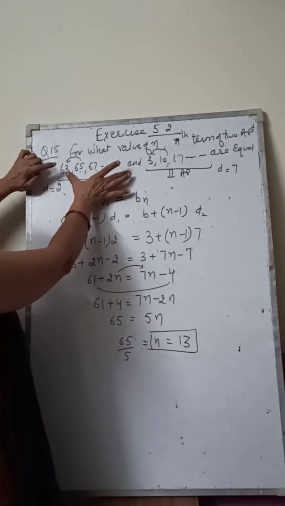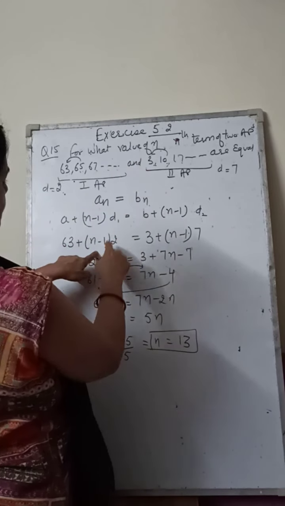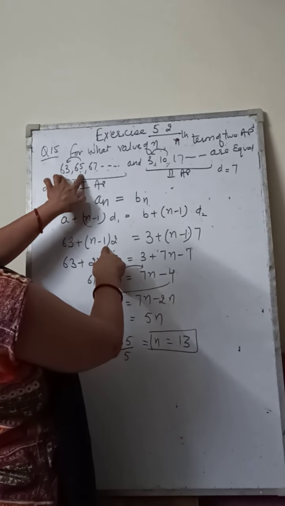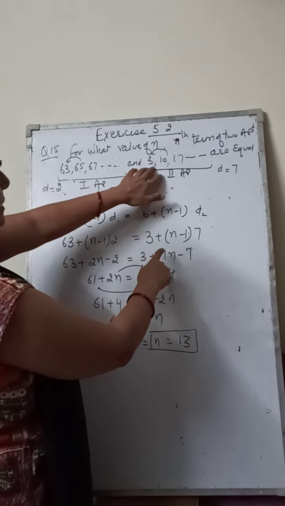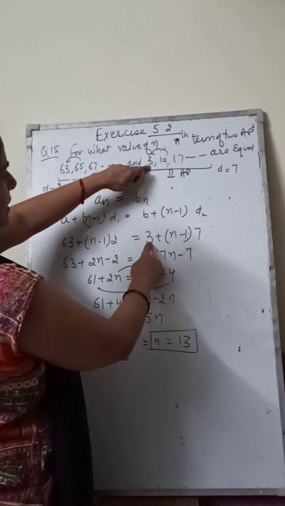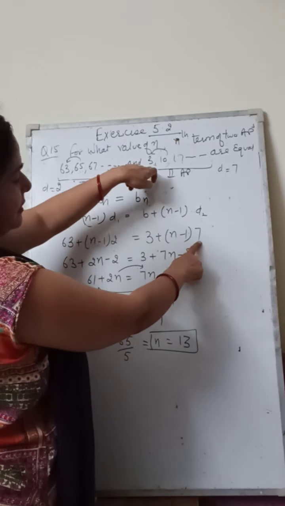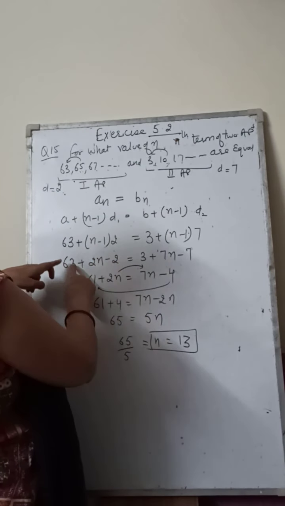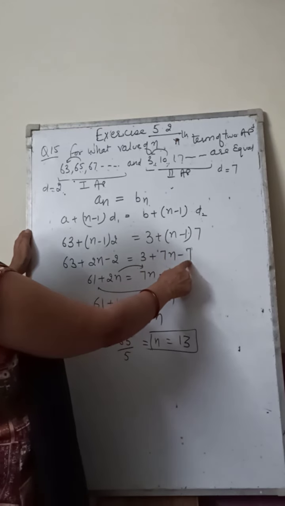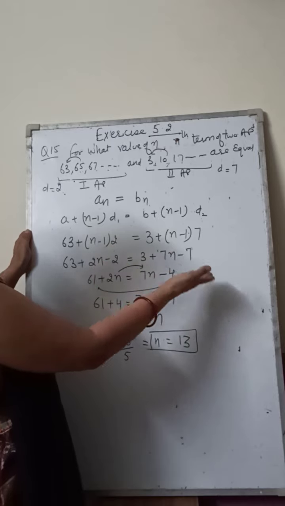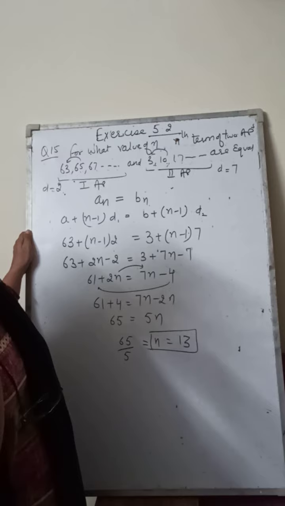Here in this AP, a is 63 plus n minus 1, and d is 2. The difference is 2. Clear? And here in this AP, the first term is 3 plus n minus 1, the difference is 7. Clear? Open this bracket, 63 plus 2n minus 2 is equal to 3 plus 7n minus 7. Bring all n to one side and without n to the other side, you will get the value of n. Is it clear, children?